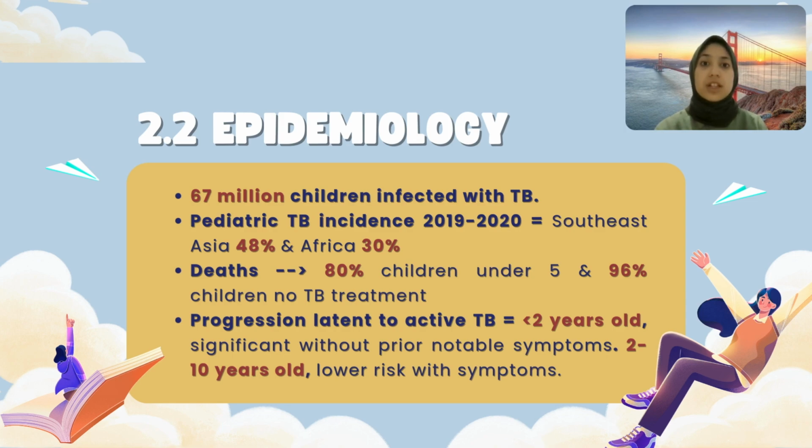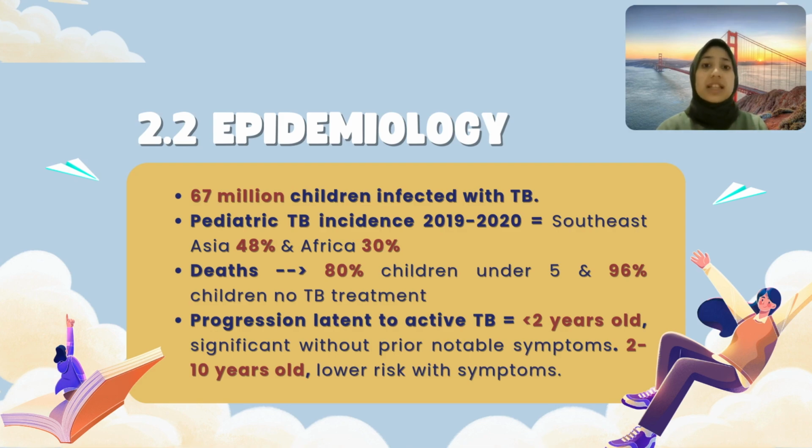This time I'm going to explain about the epidemiology of TB in children. Approximately half of the world's population is infected with TB, including 67 million children under the age of 15. The burden of pediatric TB varies significantly by country and region, with the African region experiencing a 30% incidence rate and the Southeast Asian region experiencing a 48% incidence rate. Childhood TB mortality remains a significant public health issue.